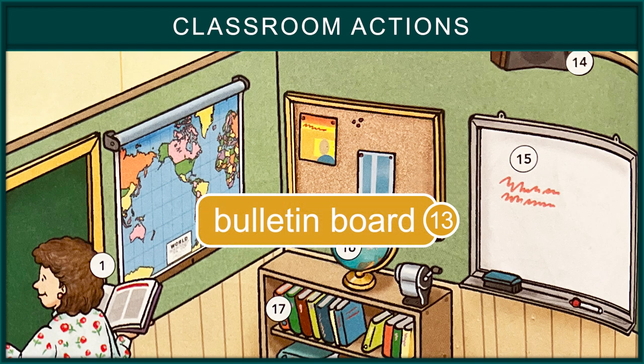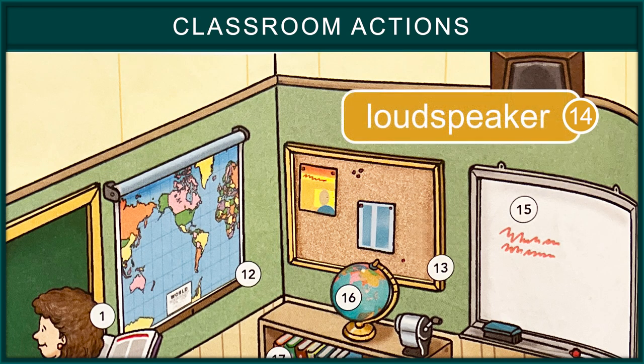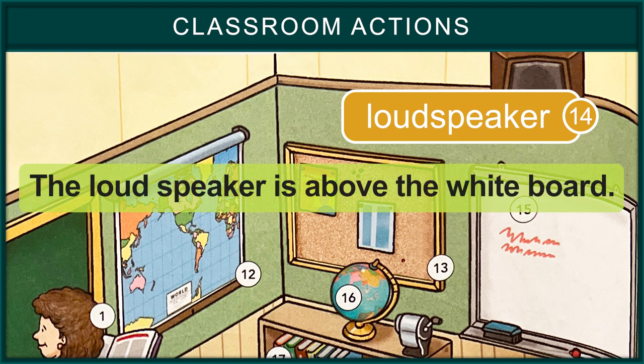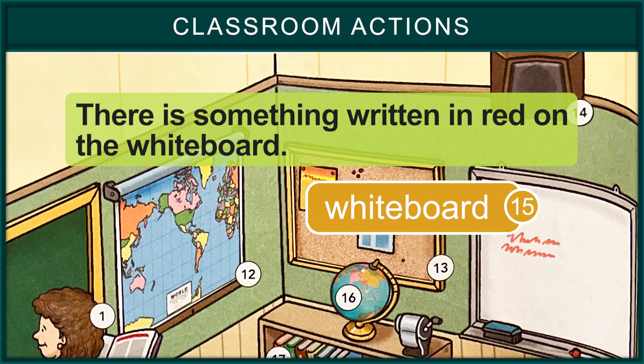Thirteen. Bulletin board. There are two posters on the bulletin board. Fourteen. Loudspeaker. The loudspeaker is above the whiteboard. Fifteen. Whiteboard. There is something written in red on the whiteboard.